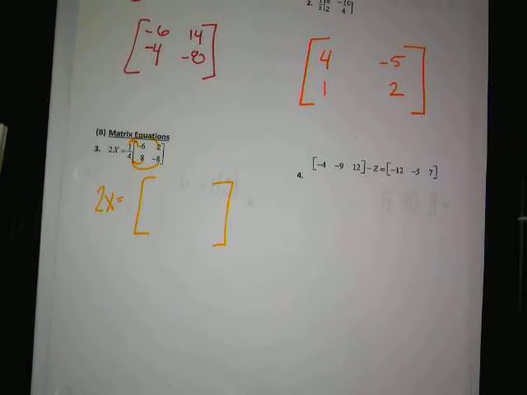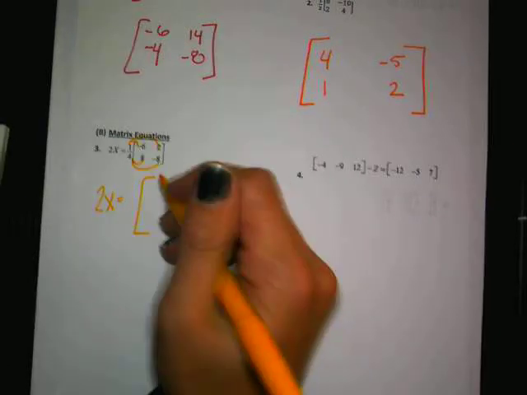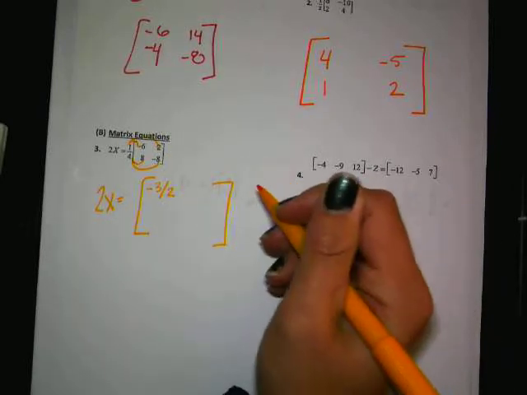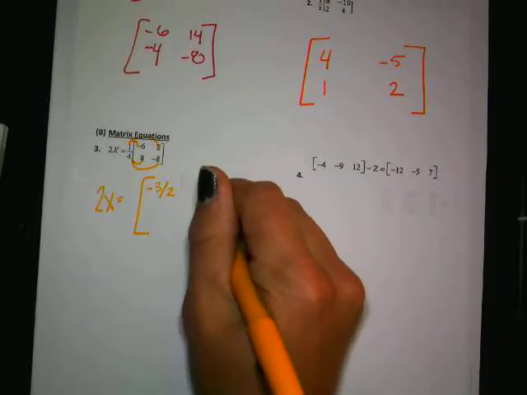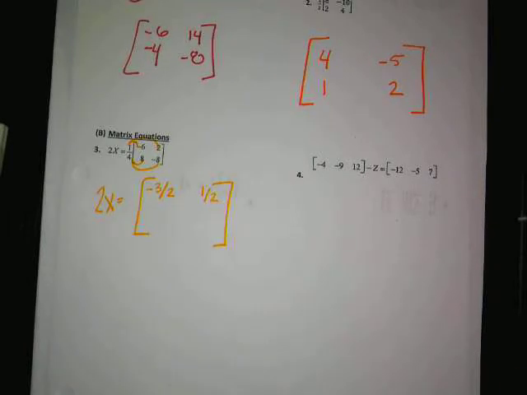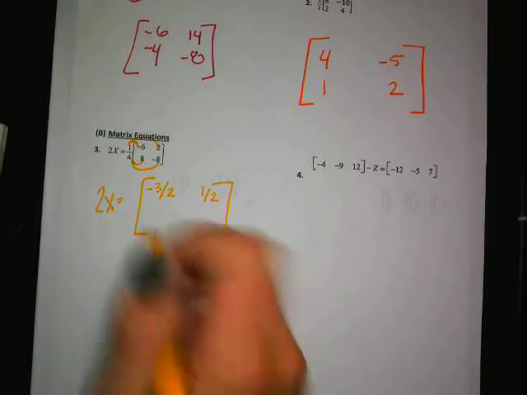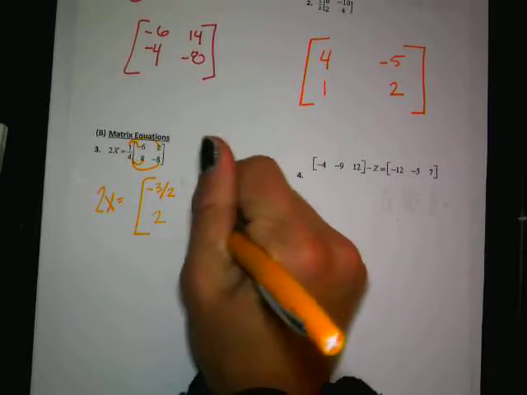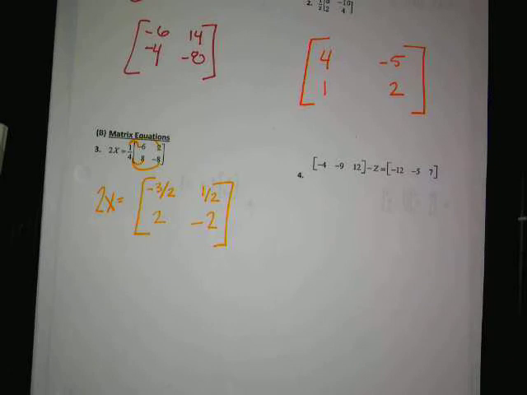So negative 6 times 1/4 is negative 3 over 2. 2 times 1/4 is 1/2 or 0.5. 8 times 1/4 is 2. And negative 8 times 1/4 is negative 2. All right, now remember the goal here is to solve for x.